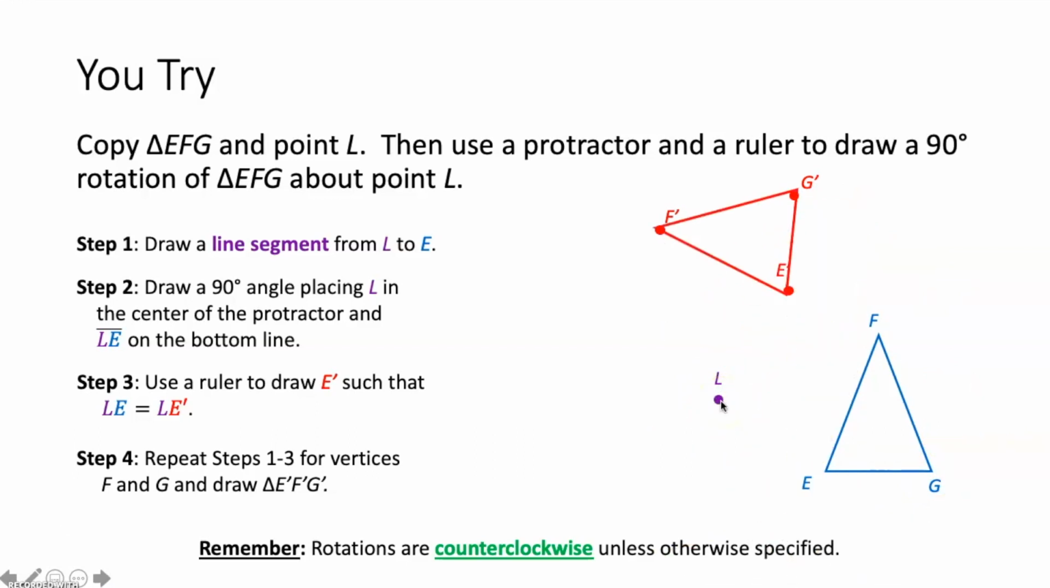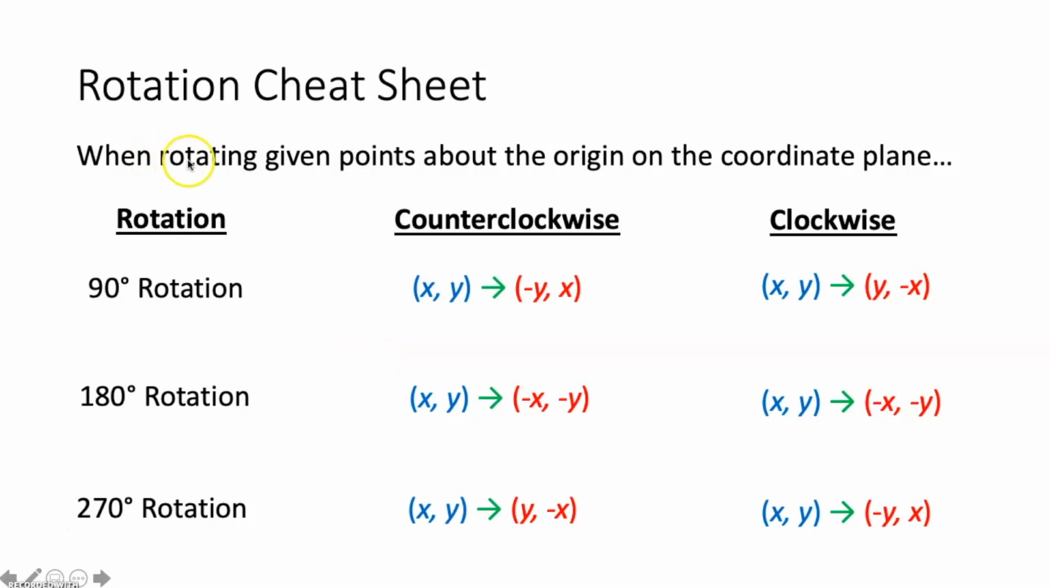We then connect these dots and we have the image of triangle EFG after it's been rotated 90 degrees counterclockwise about point L. Now this is the rotation cheat sheet. So when rotating given points about the origin on the coordinate plane, this is what you need to have memorized. So let's talk through this really quickly.